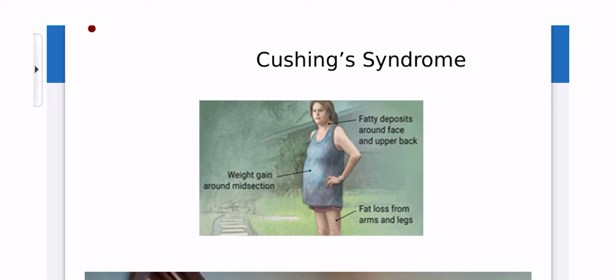You'll be talking more about those in fourth semester. But just to realize that these subtle changes, like truncal obesity, you might expect that in an older person and might not pick that up. Or maybe weight gain, if you're seeing fullness in the face and neck, and not realize that it is actually Cushing's syndrome.